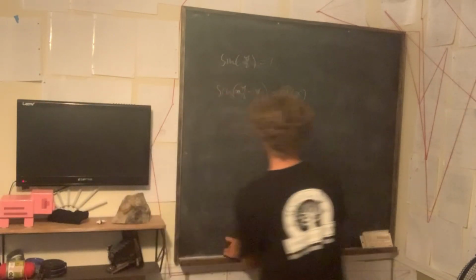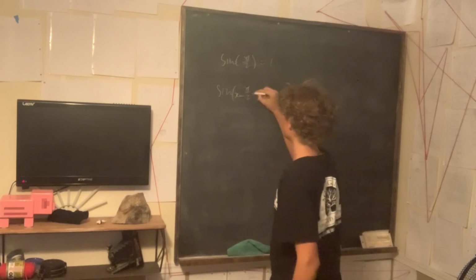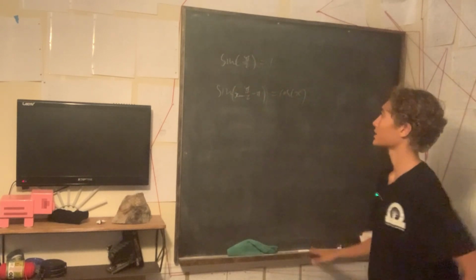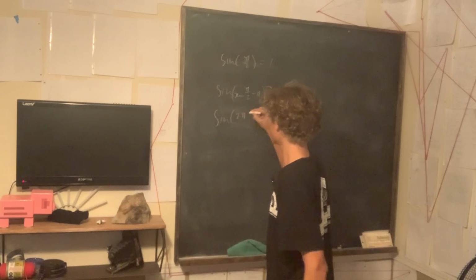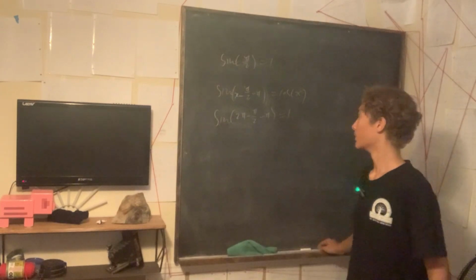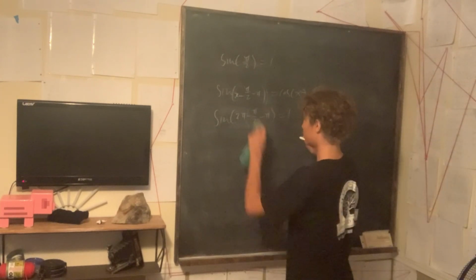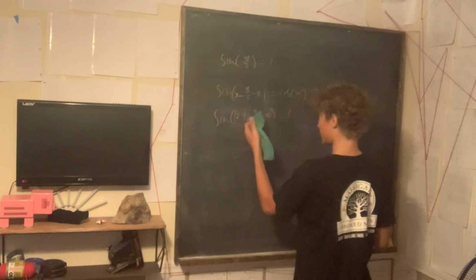All right, so I was wrong. Let me rewrite this. Sine of x minus pi over 2 minus pi is equal to cosine x. So therefore, sine of 2 pi minus pi over 2 minus pi is equal to 1. We don't need to put parentheses, but this should help you better understand. Actually, I put the parentheses on.